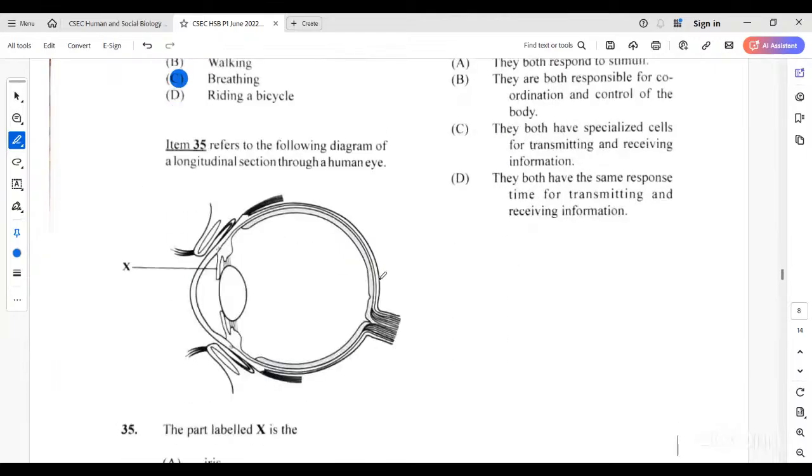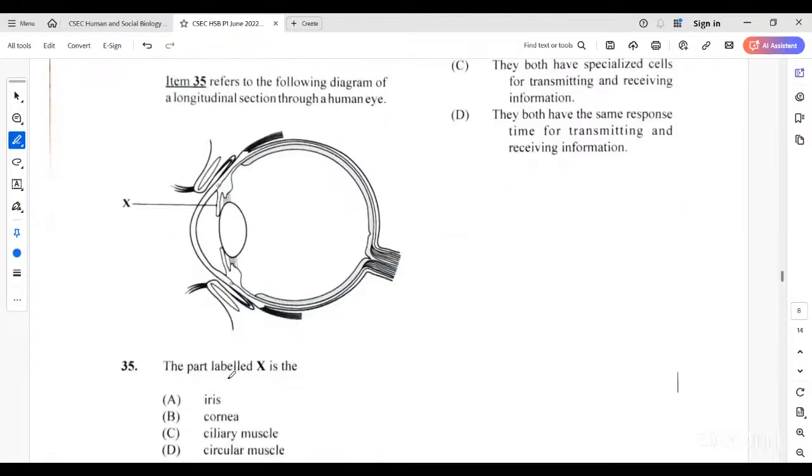Question 35 shows the following diagram of a longitudinal section through a human eye. The part labeled X is the iris. This is the colored part of your eye. If you watch your eye in a mirror, you see the pupil directly in the center, right? Which allows light into your eye. And the iris is on the outside of the pupil. This is a longitudinal section, but remember, this is a circle in real life. So A is the answer for question 35.